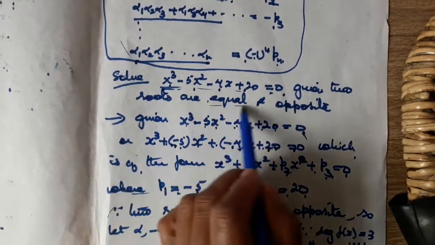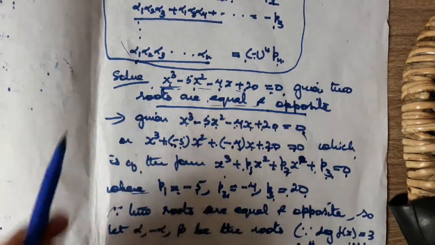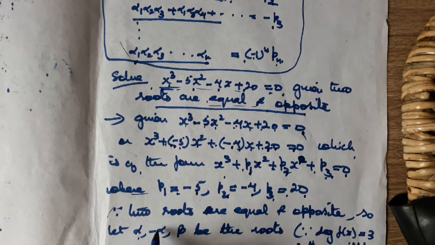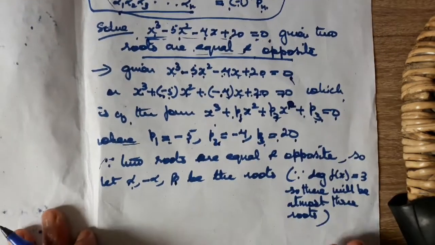And according to the question, 2 of its roots are equal and opposite. Since it is of degree 3, there will be 3 roots. So let us name those 3 roots as alpha, because 2 of its roots are equal but opposite. If alpha is one of the roots, then the other root will be minus alpha, which is opposite to this. And the third root, let us name it as beta, be the roots of this polynomial equation.